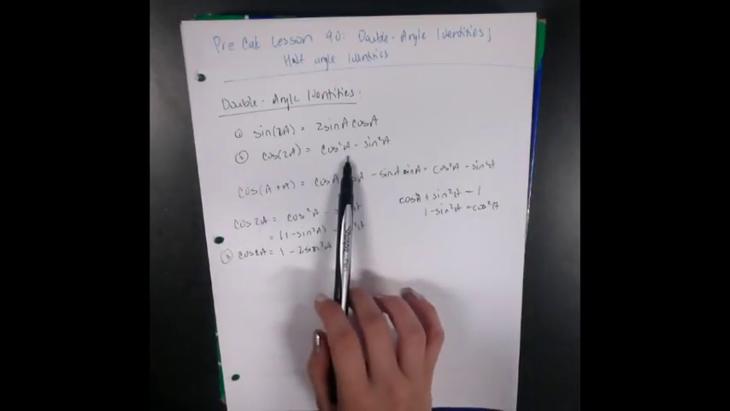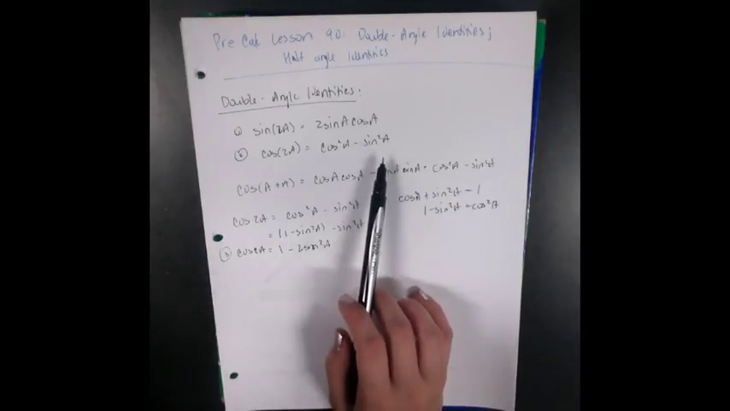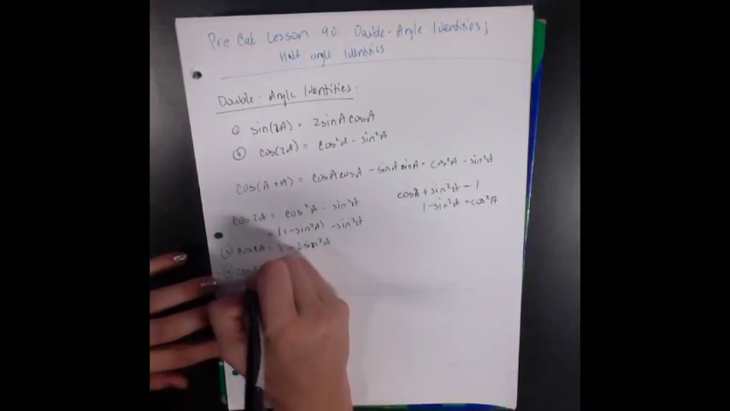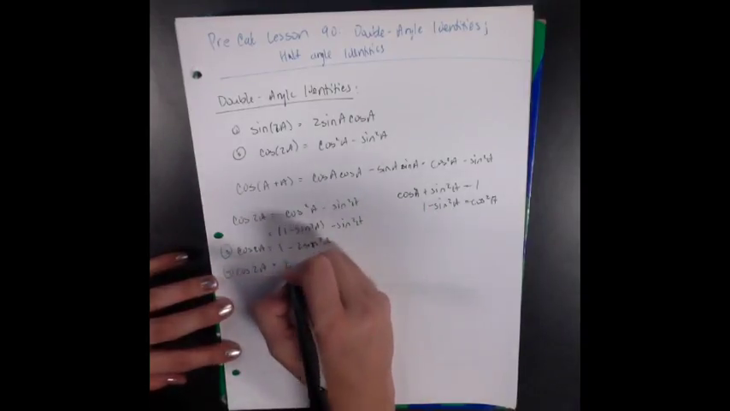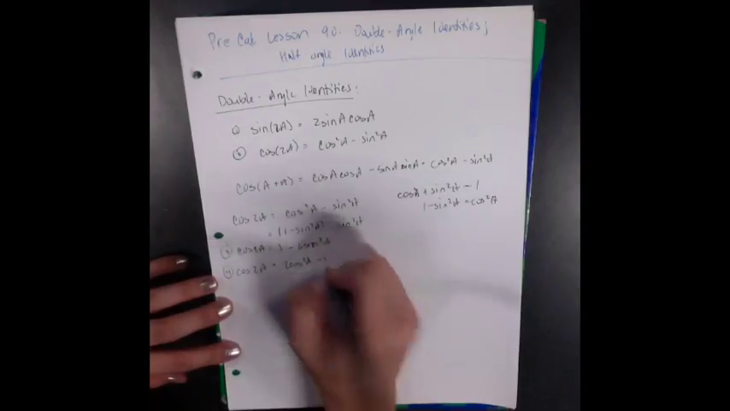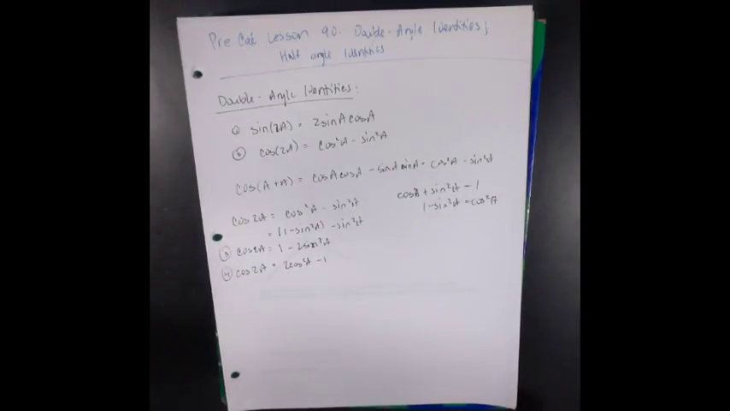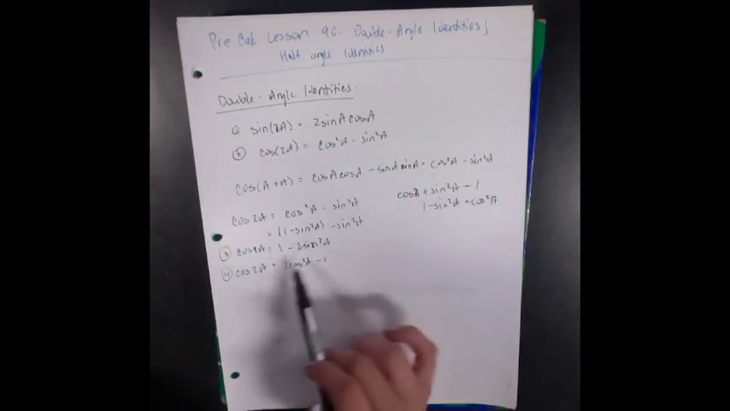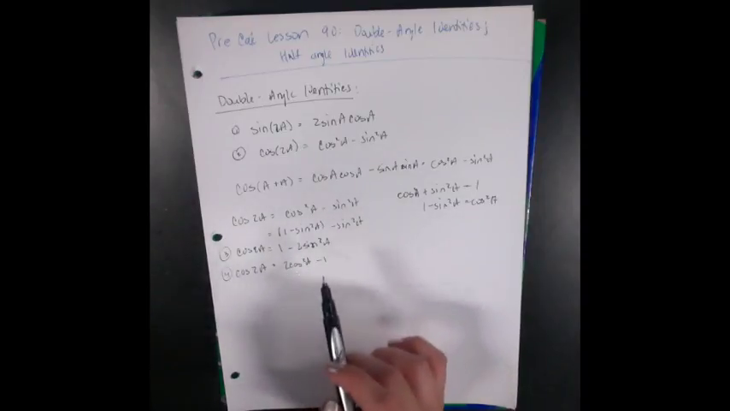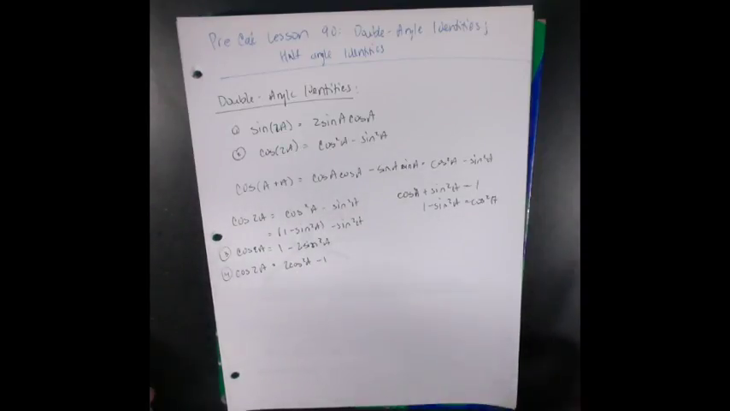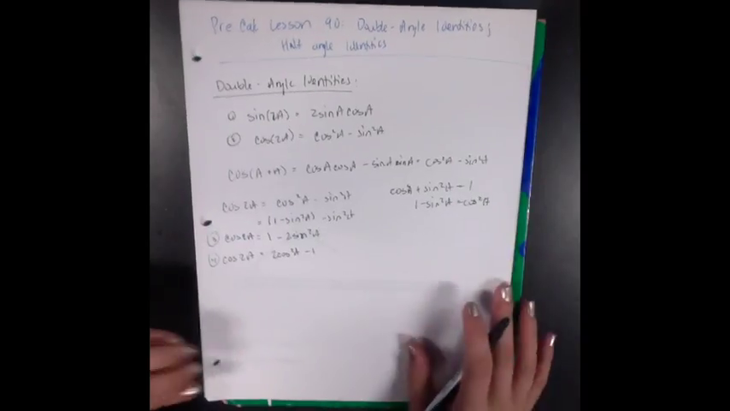Cosine of 2a is either cosine squared of a minus sine squared of a, or it is 1 minus 2 sine squared of a. And using the same technique, we can say the cosine of 2a is 2 cosine squared of a minus 1. It would be the same thing that we could do if we plugged it in for cosine. These four are new identities. You do need to know them.